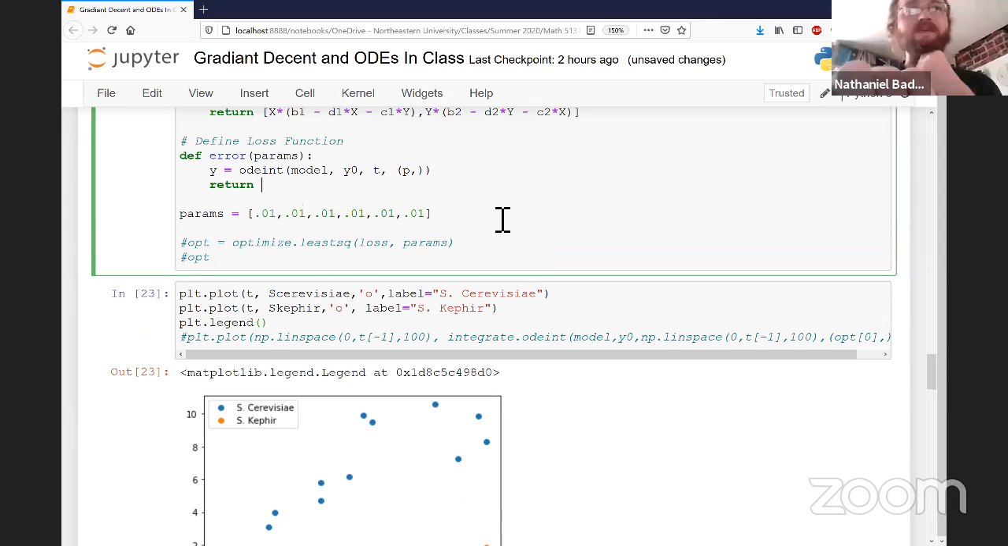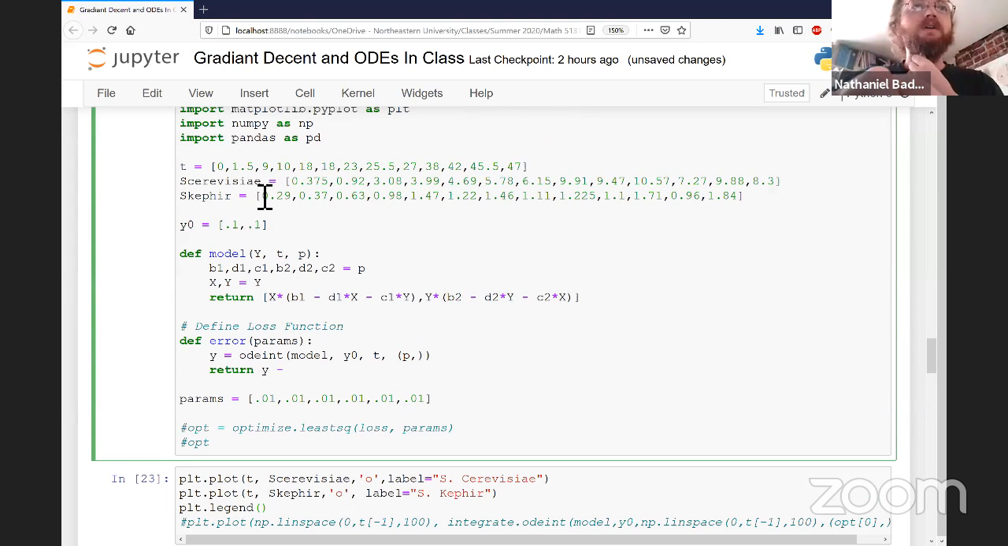But for now, we want to return Y minus these guys. We want to package these guys. Remember, Y is going to be two solutions. We want to package these guys together into one matrix.